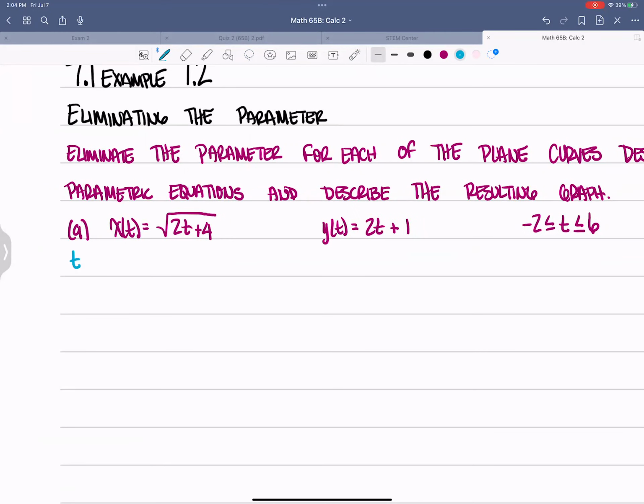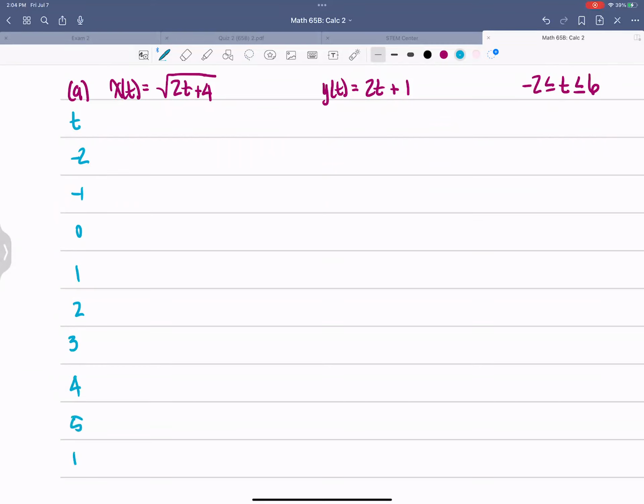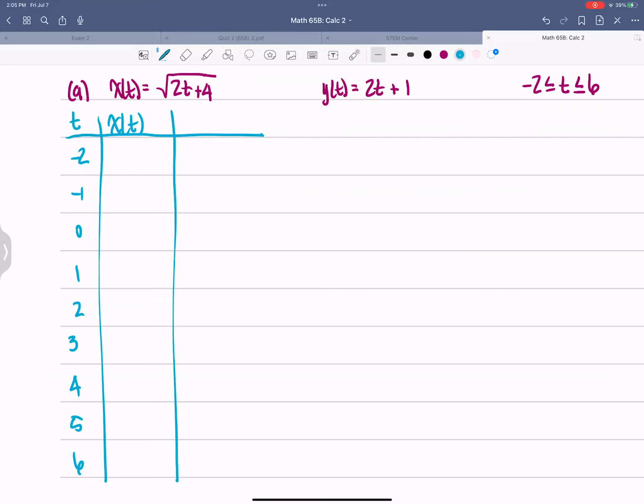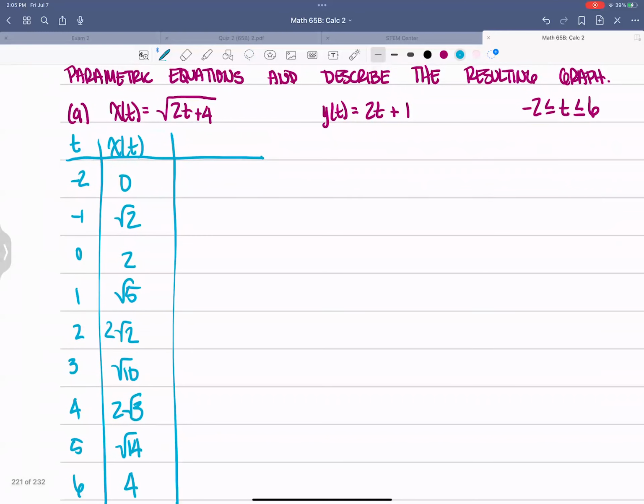We have t going from -2 to 6. X of t: so at -2, that's going to be 0. -1, √2, that's going to be 2. √5, 2 √3, √10, √14, and 4 over here.